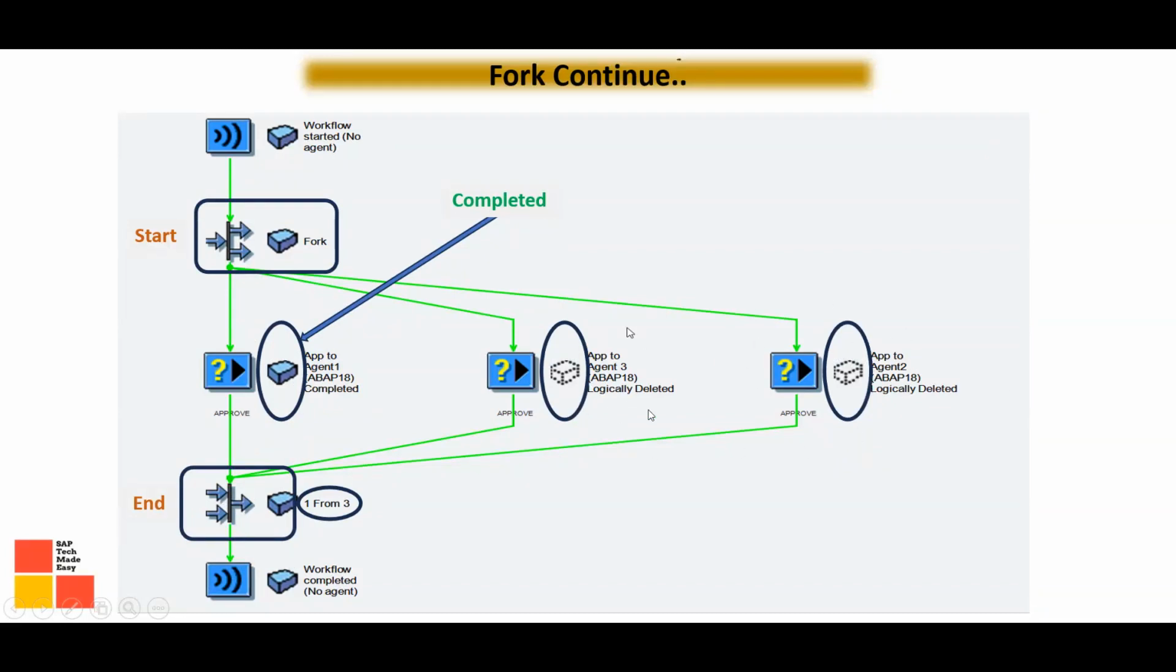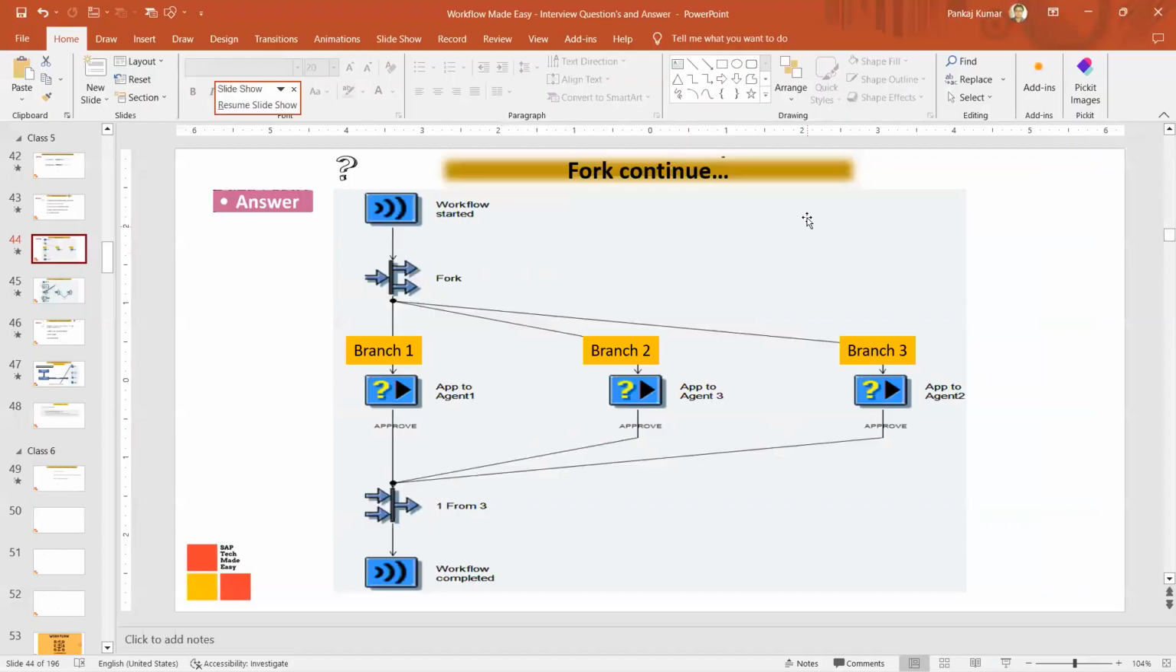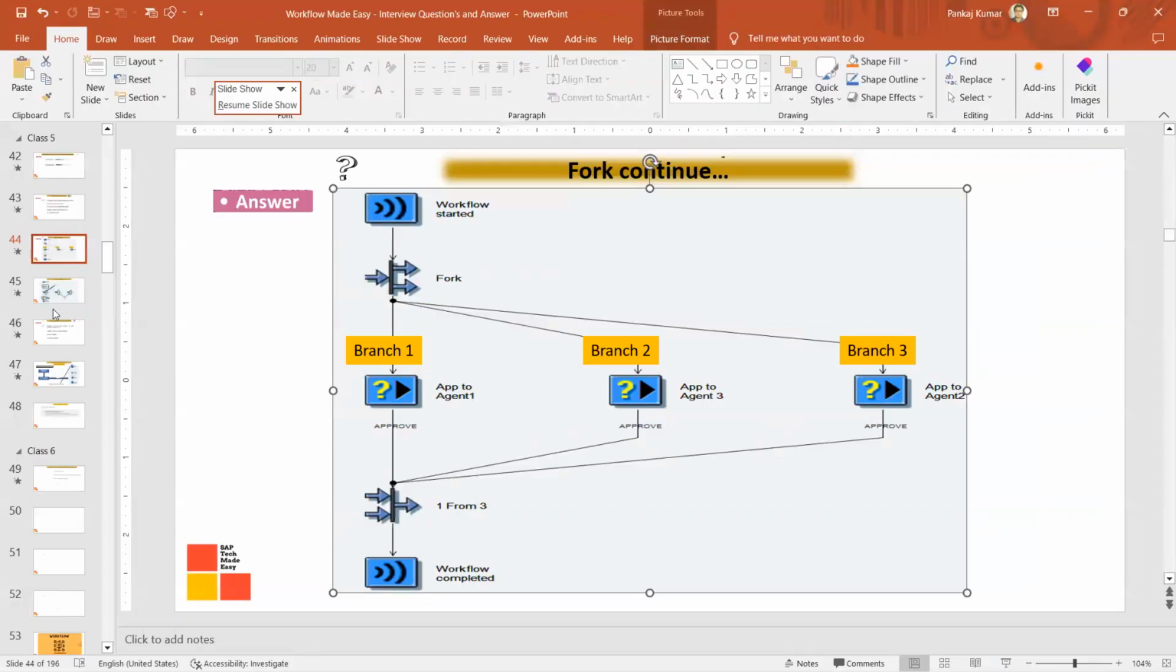So if you have given the mandatory branch as 2, then in that case any 2 branches must be completed, and the remaining third branch will be logically deleted. Let's suppose you have given 2 as the mandatory branch. So any 2, let's suppose this and this, if they are completed, then this will be logically deleted. So this is the meaning of fork. Very important concept, and this is one of the important interview questions.